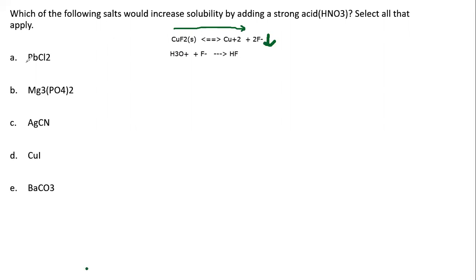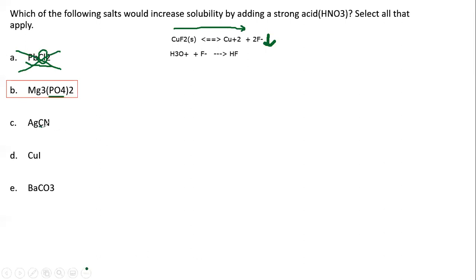So we look at PbCl2. Cl is not a weakly basic anion because chloride is the anion of a strong acid. So that would not be one. Magnesium phosphate, well, phosphate comes from the weak acid phosphoric acid, and so this would be one where you could increase its solubility, because phosphate is a weakly basic anion.